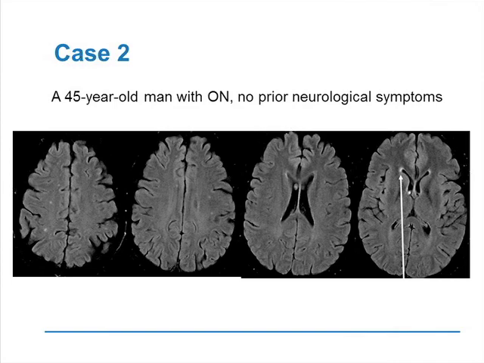This is a 45-year-old man with optic neuritis and no prior neurological symptoms at all on history. Other than the visual exam, his neurological exam is otherwise normal, and I show you here 4 slices of his brain MRI. These are all 4 FLAIR axial sequences, and you'll see a few tiny, or as I would call them, punctate T2 hyperintensities on the brain scan.